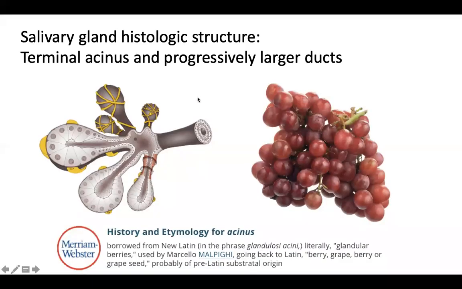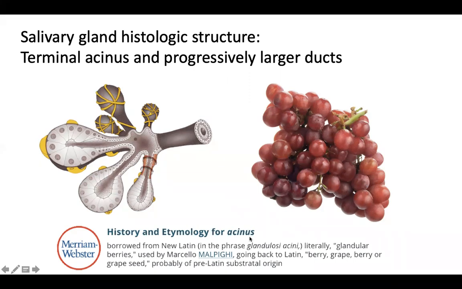So the structure of salivary glands in general is similar to a lot of exocrine organs, like pancreas, like breast. And it consists of this terminal acinus here, which is sort of like this cul-de-sac of cells, which creates various enzymes. And then they eventually dump into these progressively larger ducts here. So it's sort of structured kind of like grapes on a stem.